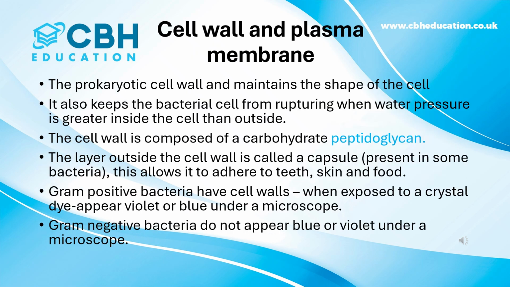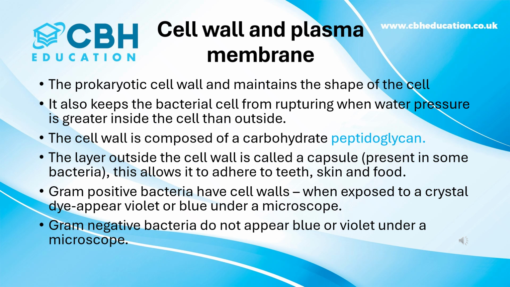So the prokaryotic cell wall maintains the shape of the cell. It also keeps the bacterial cell from rupturing when water pressure is greater inside the cell than outside. One of the key components of the cell wall is that it consists of a carbohydrate called peptidoglycan. Now, the layer outside the cell wall is a capsule, and this is present in some bacteria. This allows it to adhere to things such as teeth, skin, or food.